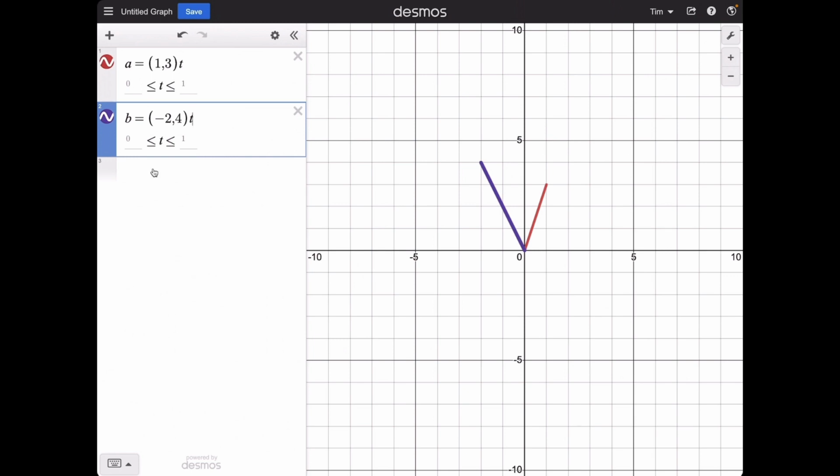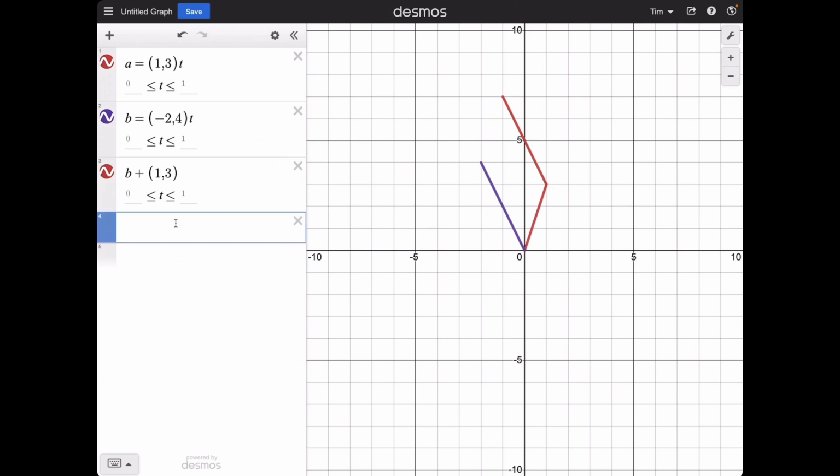Desmos draws these as position vectors by default, but we can change that by just adding a point. So if I take b and add the point a, 1, 3, we see that we get the vector b moved so that the initial point of b is at the terminal point of a. And if we add a and b together, we see that we get the sum of negative 1 comma 7, which we expected from adding them together.